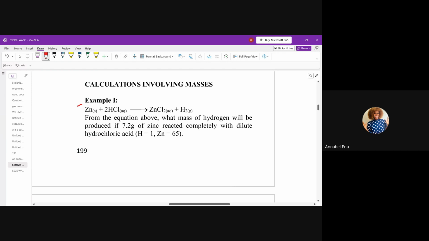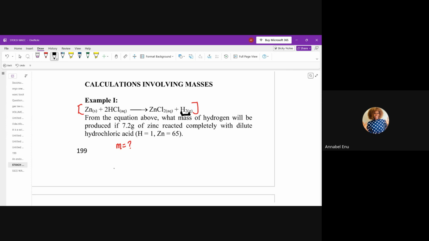Okay? Now, we have already been given the equation. Not all the time you'll be given the equation. But since in this case we have been given, we would now have to ensure that it is balanced. Now we see our zinc in the reactant and products are 1. Hydrogen is balanced and chlorine also is balanced, 2 and 2. So that is it. And then we're told that we are looking for the mass of hydrogen. Where is the hydrogen here? We are not talking about the hydrogen in hydrochloric acid. No, this is hydrochloric acid. It's making a compound. All right, so we are dealing with this hydrogen. Mass of hydrogen will be produced if 7.2 gram of zinc.